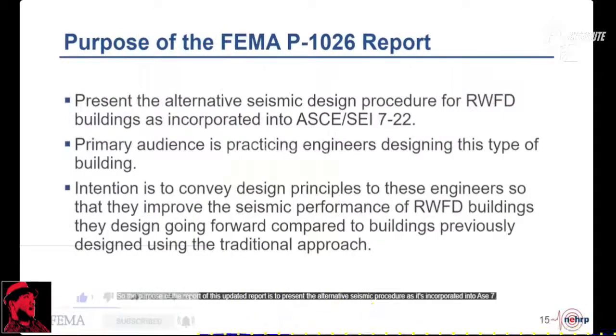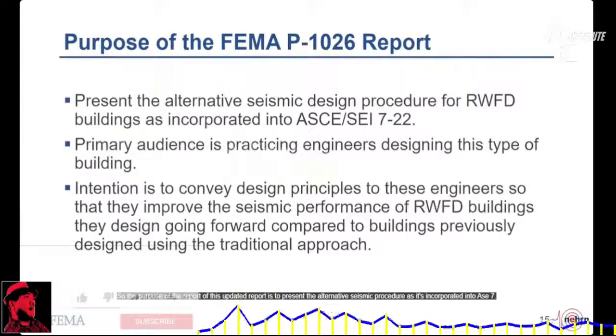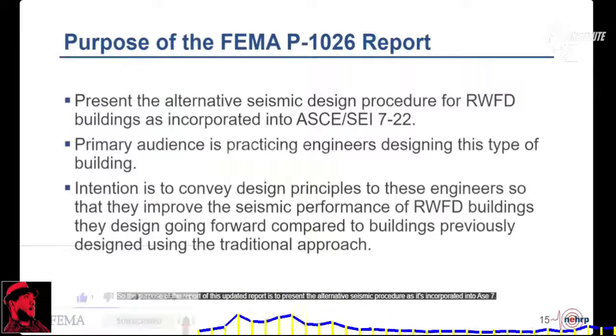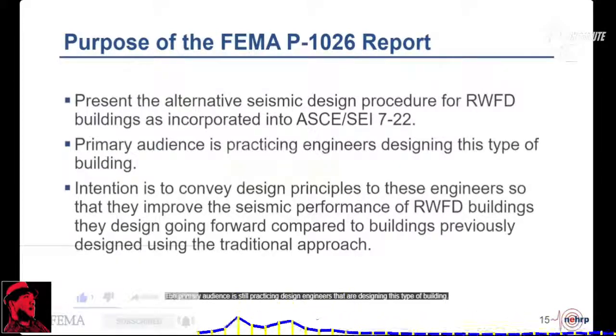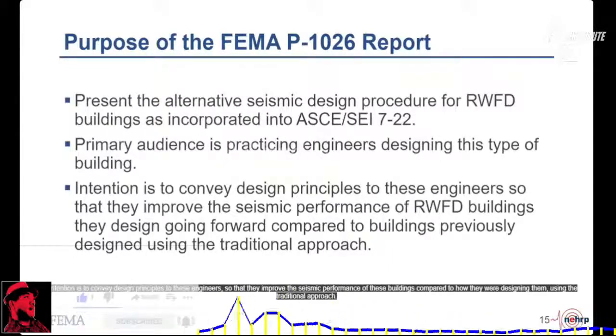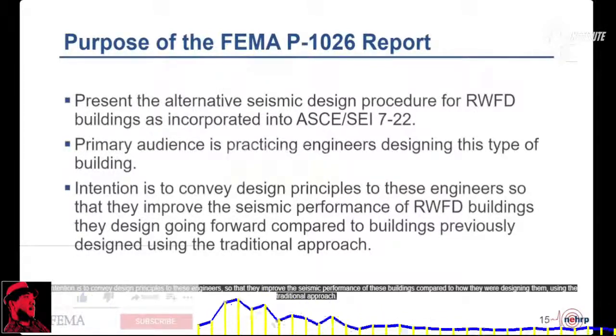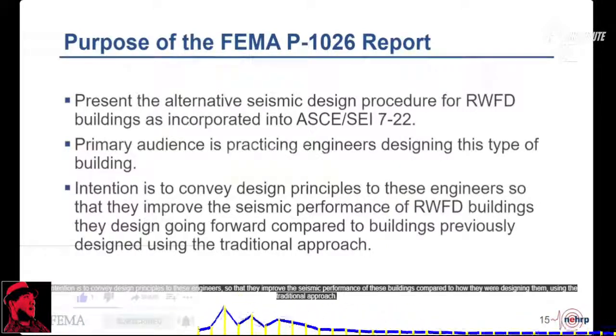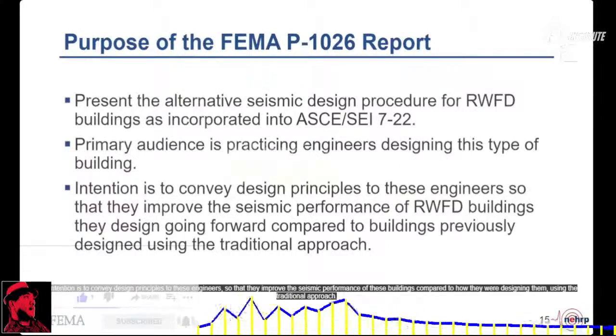So the purpose of this updated report is to present the alternative seismic procedure as it's incorporated into ASCE 7. The primary audience is still practicing engineers that are designing this type of building. And the intention is to convey design principles to these engineers so that they improve the seismic performance of these buildings compared to how they were designing them using the traditional approach.